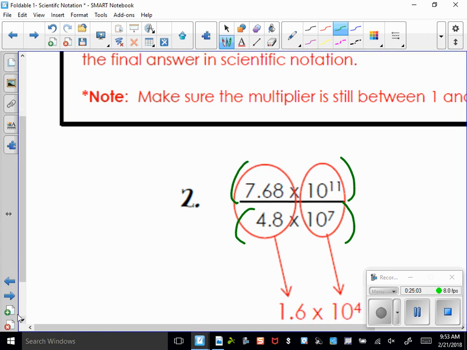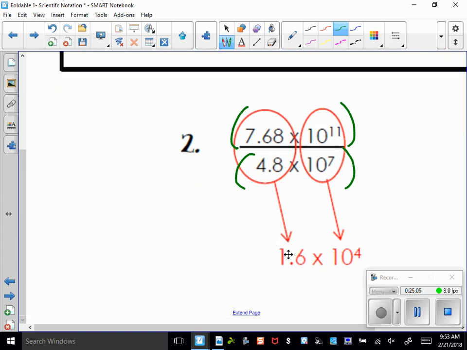Okay, so once you're done, I'm going to just put the answer up. Make sure you check to see if you were able to get 1.6 times 10 to the fourth power. Raise your hand if you did. Great.